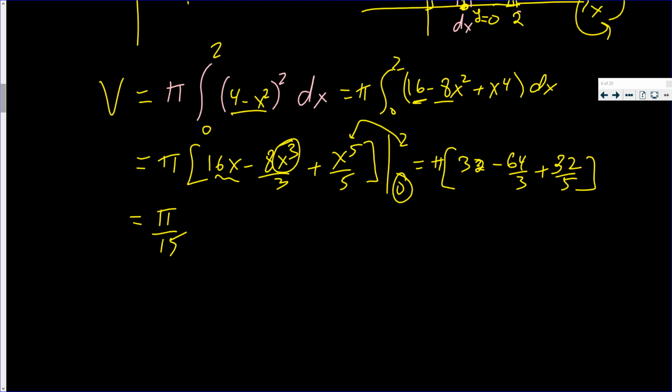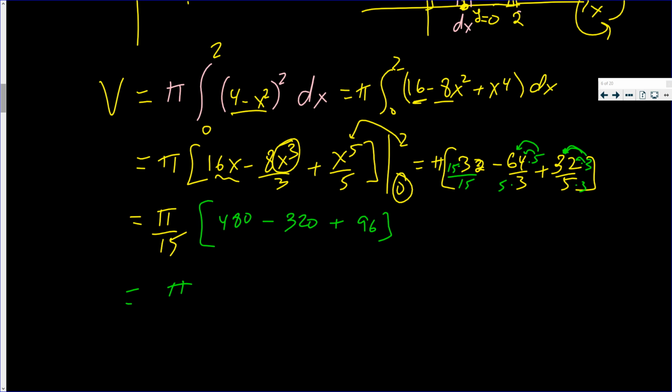So I have 480. 15 times 32 must be 480. Here, I multiply top and bottom by 5. And 64 times 5, well, 5 times 60 is 300. 5 times 4 is 20, 320. And here, I need to multiply top and bottom by 3. Plus, 3 times 30 is 90. 3 times 2 is 6. So, of course, we get 96.